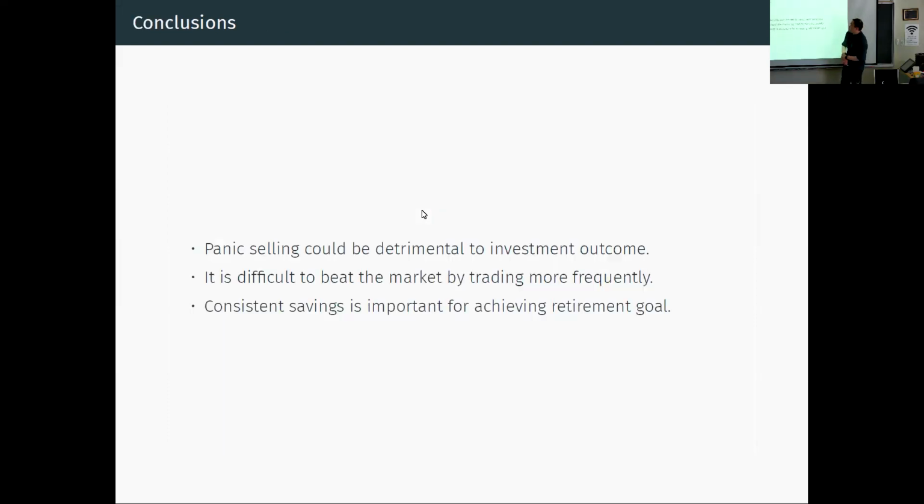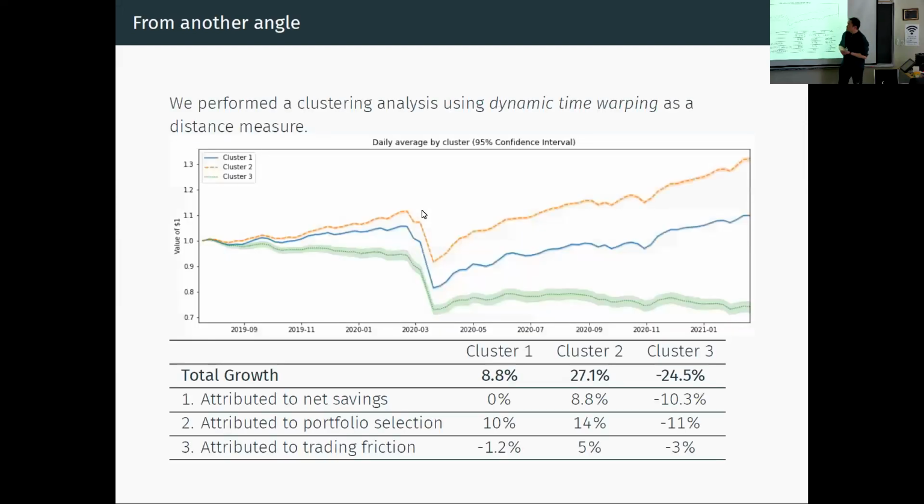Okay. So based on these studies, I have 3 conclusions. Panic selling could be detrimental to your outcome. It is difficult to beat the market by trying to trade more frequently, and consistent saving is important for achieving retirement goals. Now, this is what the simulation tells us. What does the data tell us?